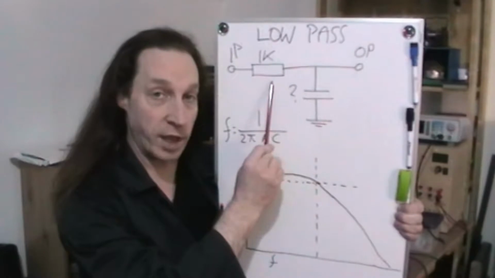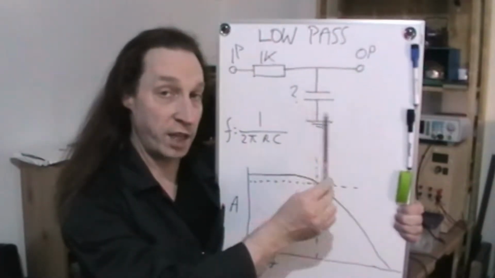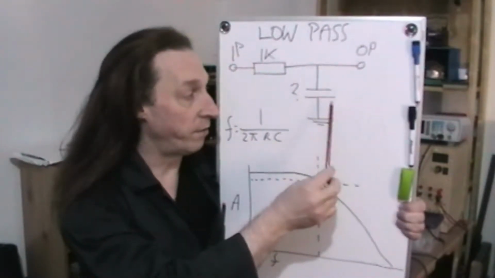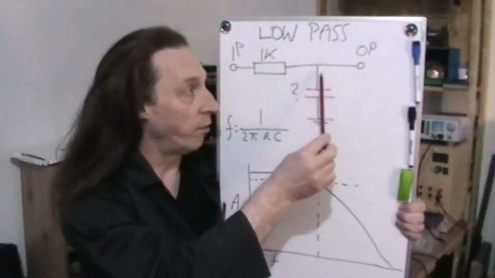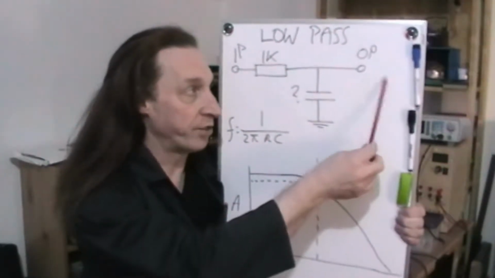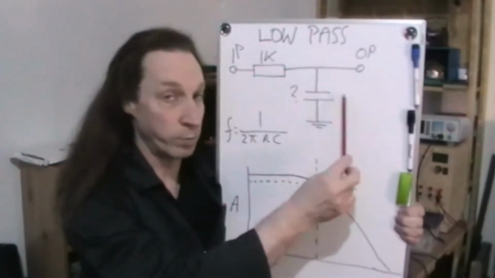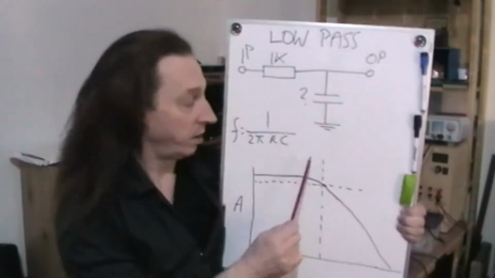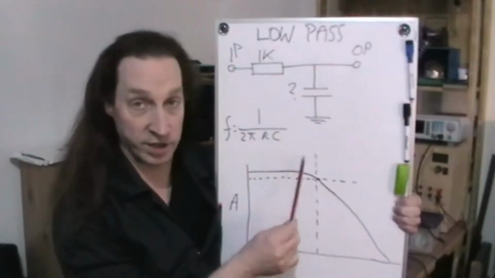So I'm going to use a 1K resistor. I'm going to leave that the same, but then I'm going to change this capacitor to different values and see how that affects the frequency of what's basically allowed to pass through to the output and what gets attenuated depending on that capacitor. Very simple equation for this. Frequency equals 1 over 2 pi RC.